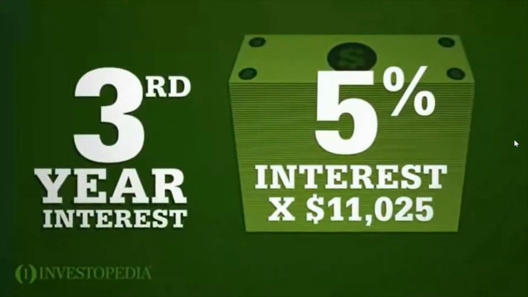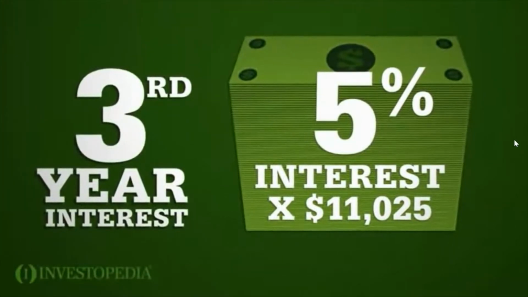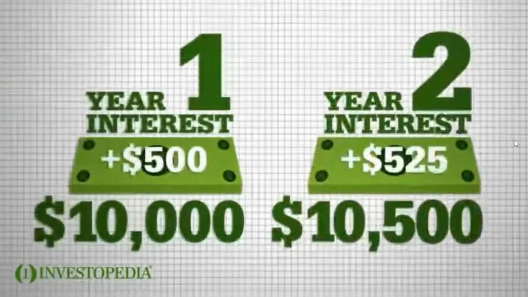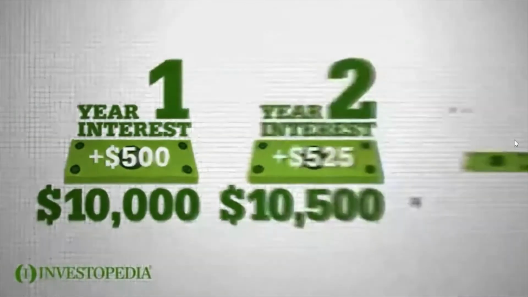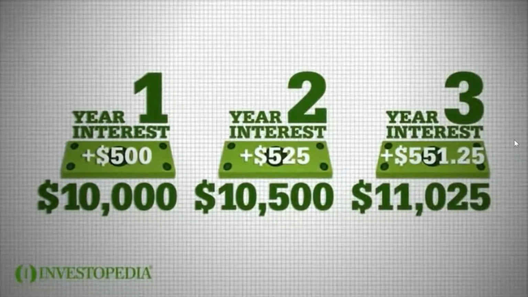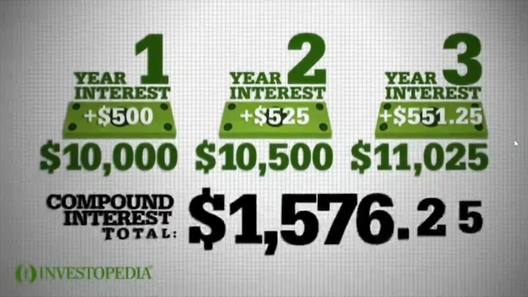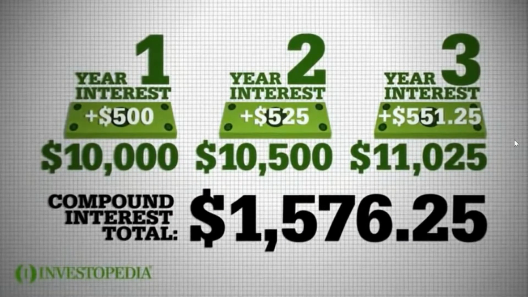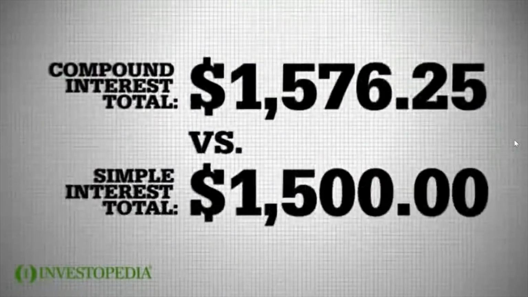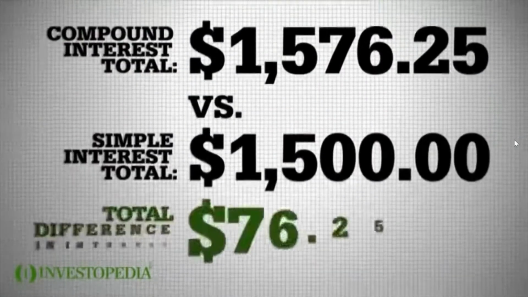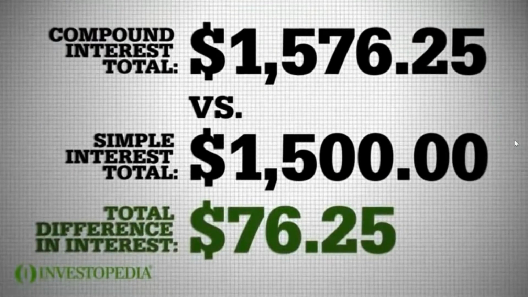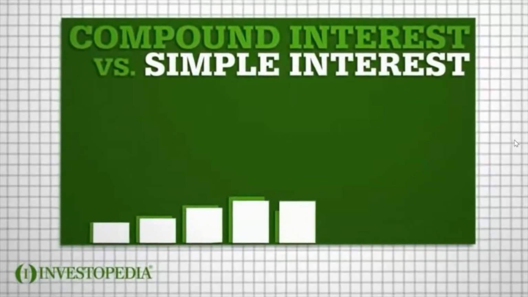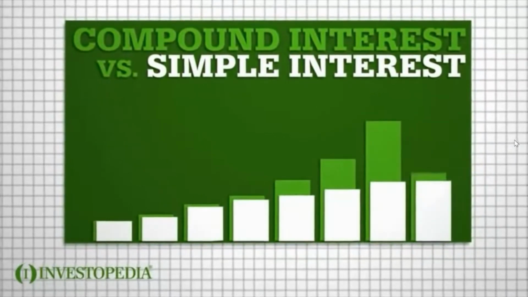In year 3, you earn 5% interest on $11,025. $10,000 plus $500, year 1 interest, plus $525, year 2 interest, for an interest payment of $551.25. In total, you earn $1,576.25 in interest over 3 years with compounding interest versus $1,500 with simple interest, a difference of $76.25. The effect of compounding becomes especially powerful over longer time periods as the amount of earned interest becomes larger and larger.